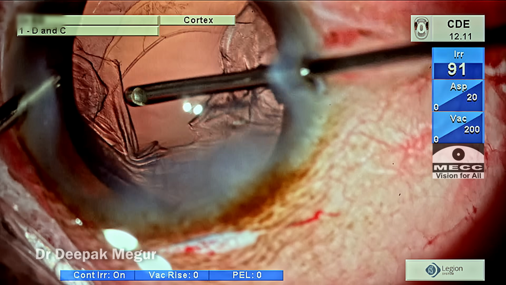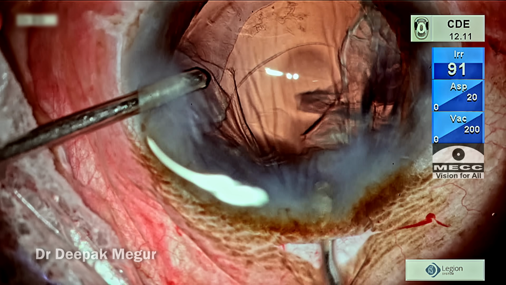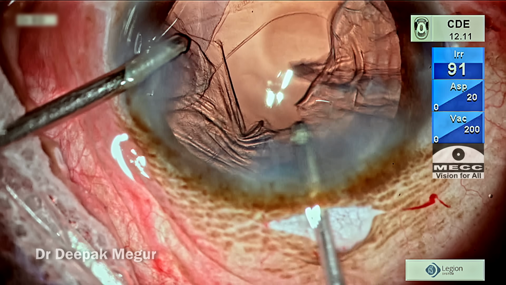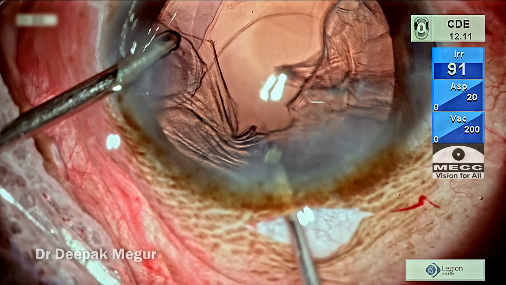In the meanwhile, there is a small fragment which has floated up and is moving around in the anterior chamber. I'll just go in with my cutter through the main incision, press the posterior lip so that it just flows out. And this is one small trick which can be helpful.